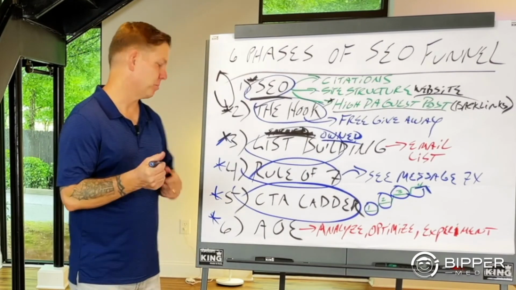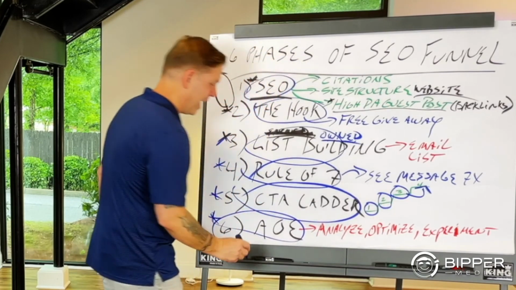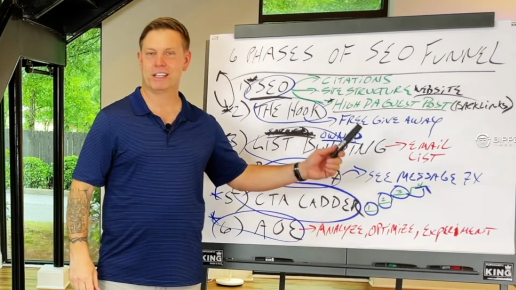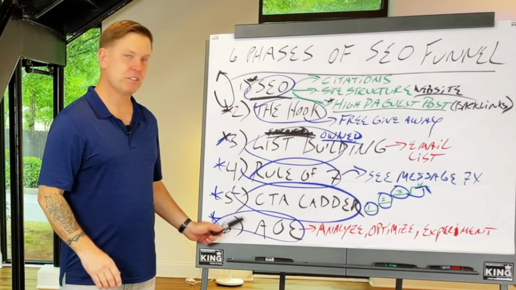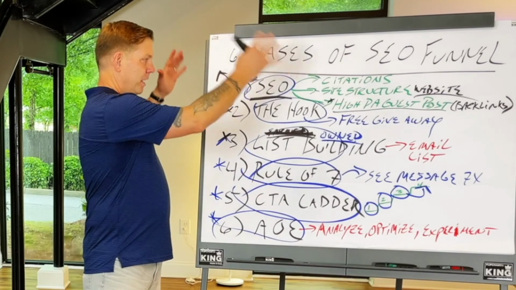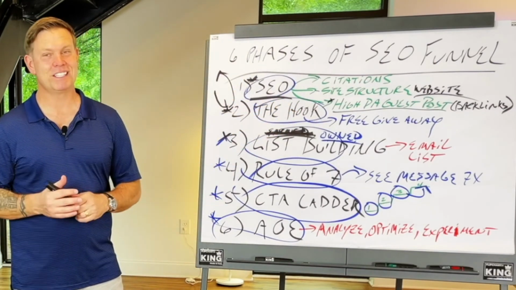And then finally, number 6 of the 6 phases of the SEO funnel is the AOE phase, which is analyze, optimize, and experiment. And really, the AOE phase encompasses all of the other 5 phases of this SEO funnel.